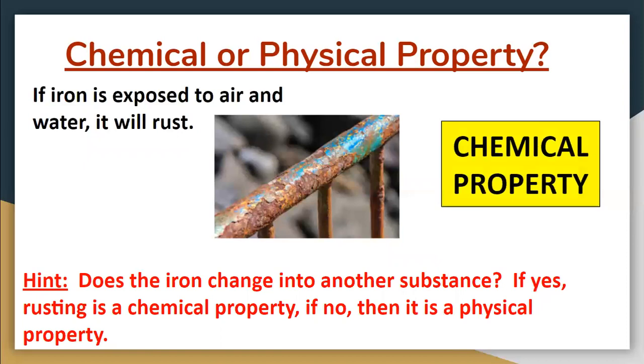That is a chemical property. The rust changes into something different. The iron is no longer iron. It is now a different form of matter with a different property.